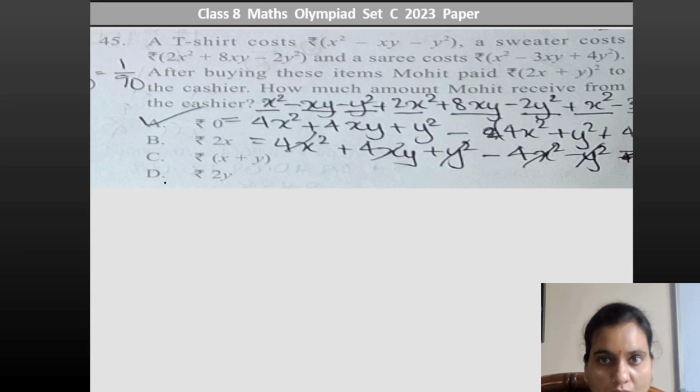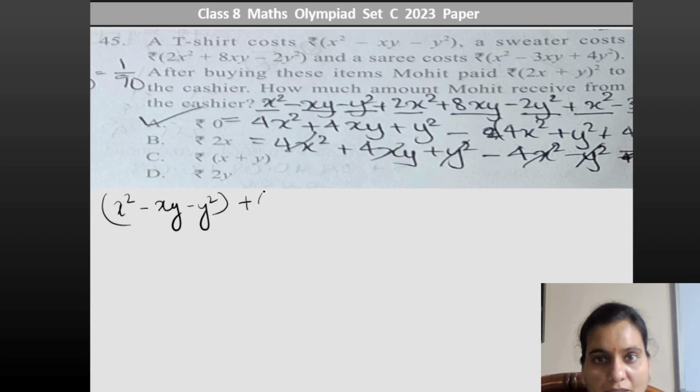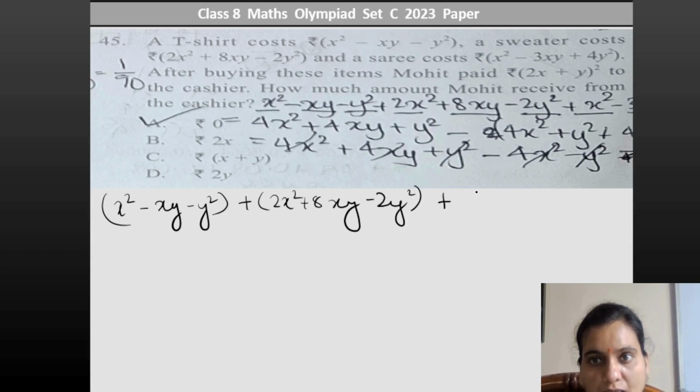So x square minus xy minus y square is the cost of t-shirt. Sweater will be 2x square plus 8xy minus 2y square, plus x square minus 3xy plus 4y square. This is the cost of sari. So sweater, sari, and yes, t-shirt. We have written everything. Now let's add up all the like terms.